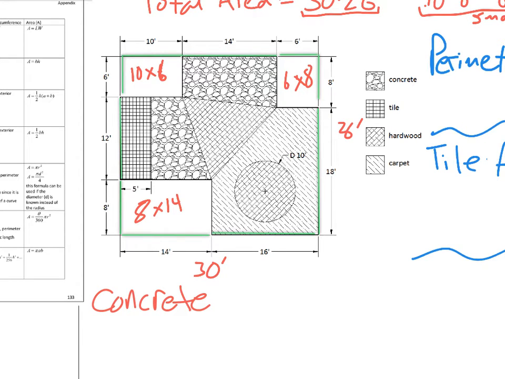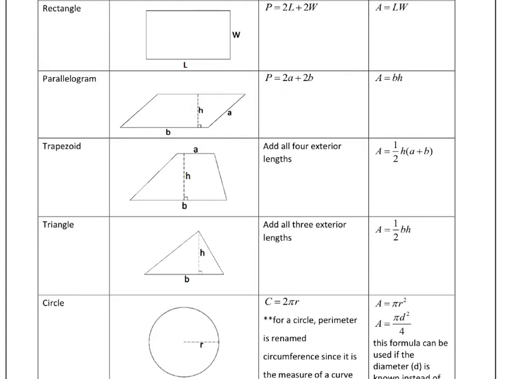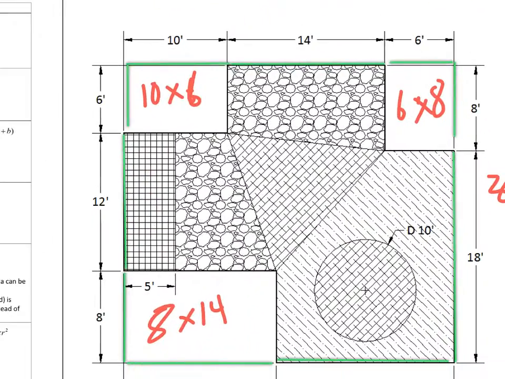So how do we find the area of a trapezoid? Let's go to our formula sheet here. And here's our formula. The trapezoid formula looks like this: 1/2 times the height times the two bases. The bases are the parallel sides. All right? So we've got to look at these parallel sides here, and for this trapezoid right here, let's start with that.